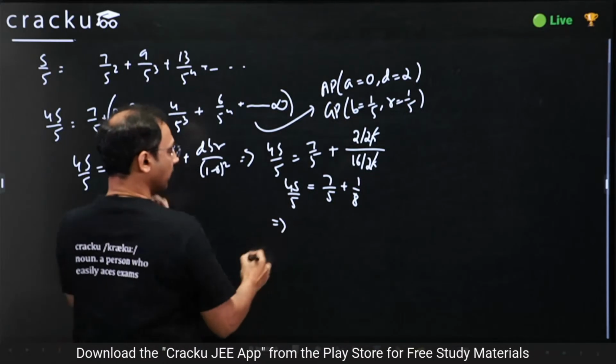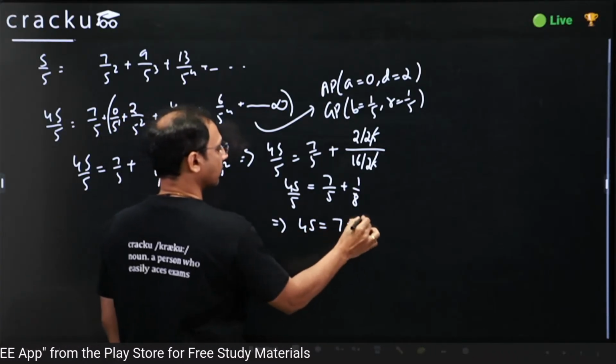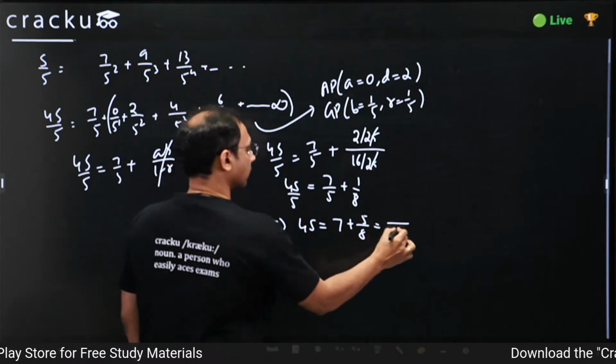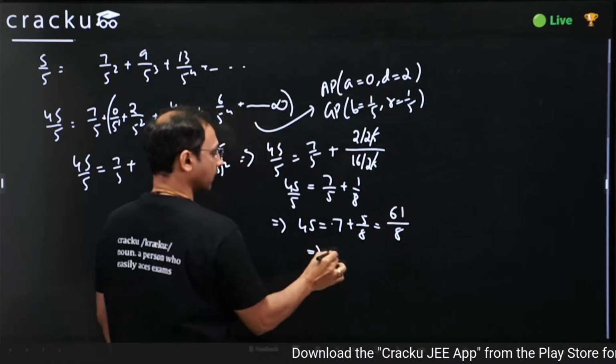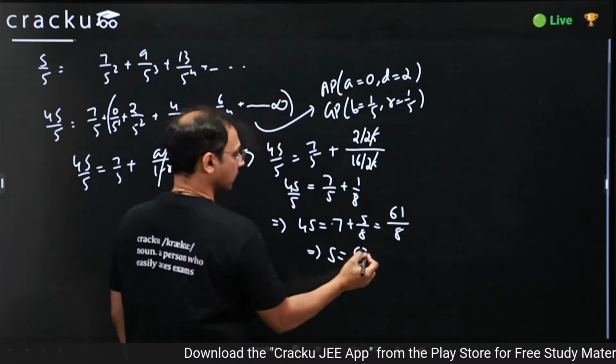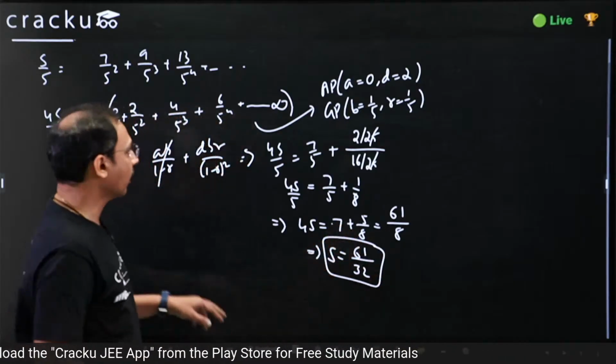So let us multiply by 5. 4S is equal to 7 plus 5 by 8. So here I'll get 56 plus 5, 61. So S will be 61 by 32. So this is the value of S.